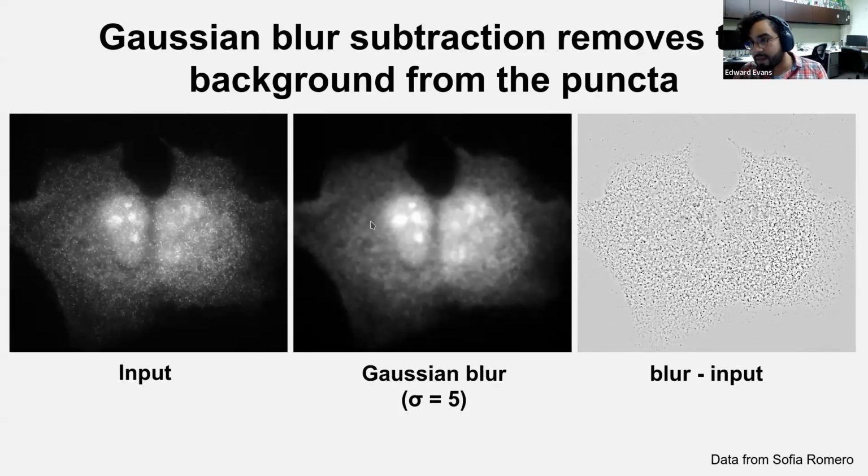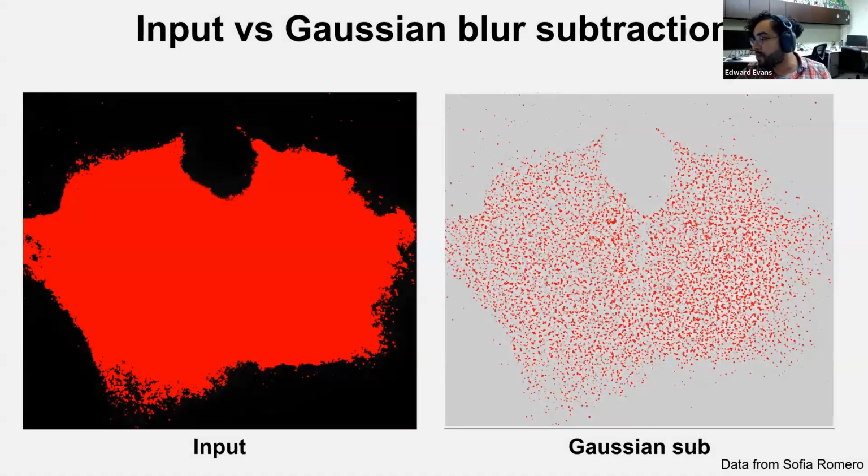But if you select a Gaussian blur like this, and then you subtract it from the input image, what you get left behind are all of the peaks from the puncta. And now I removed a bunch of the haze from, I don't know, some out of focus light or something in a different channel. So what does that mean for thresholding?